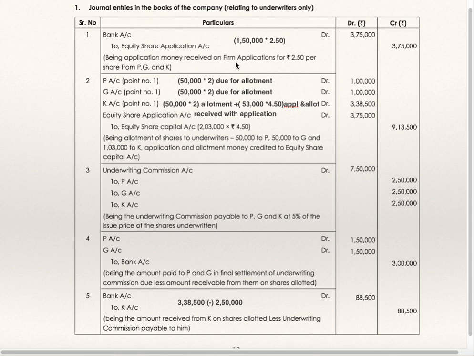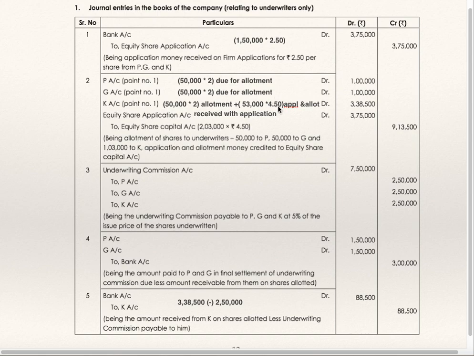Firm applications are 50,000 each, total 1,50,000 into 2.5. They have paid application money, so bank debit to equity share application. Now P's allotment money is due on 50,000 into 2 firm applications. G's allotment money is due on 50,000 into 2, whereas K's allotment money is due on 50,000 shares, 50,000 into 2, plus 53,000 shares which he has taken because the public has not subscribed for it.